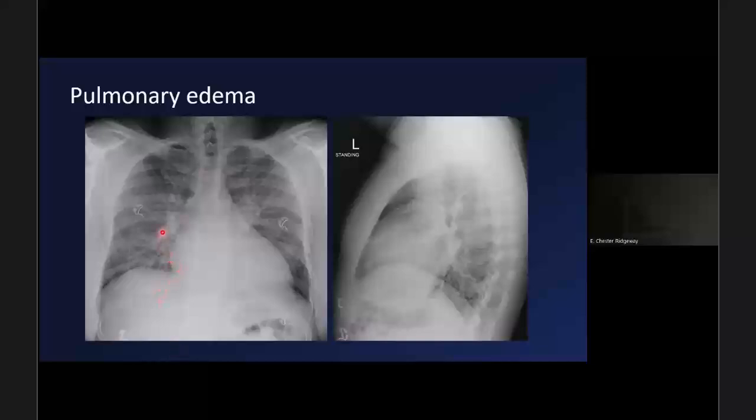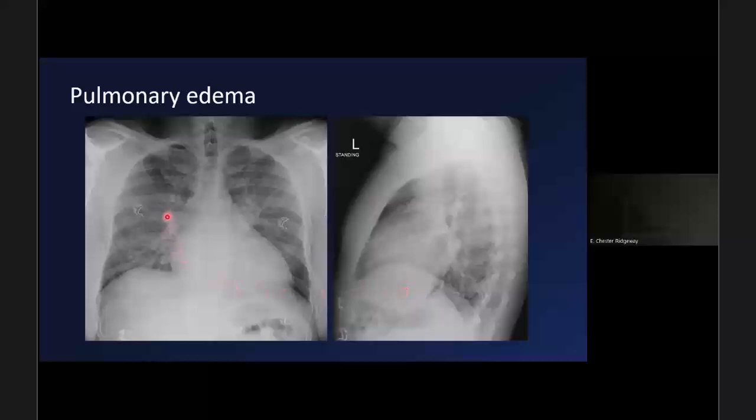So we also see these faint lines in here. These are these interstitial opacities. You can also appreciate a little bit on the lateral view as well, these faint lines that are extending from the hilum out. And we also see peribronchovascular cuffing here.